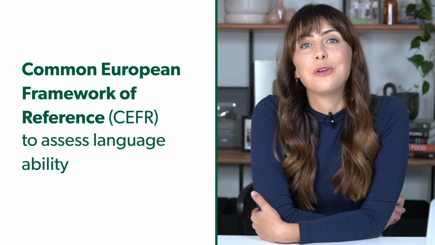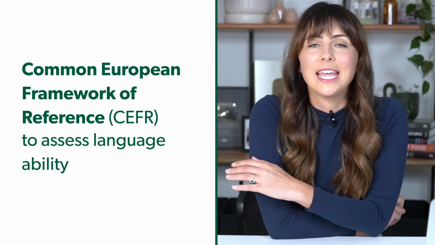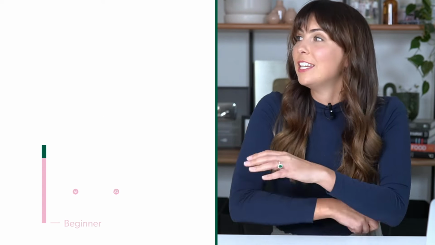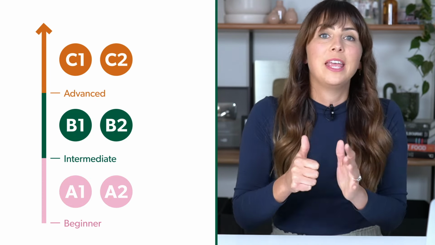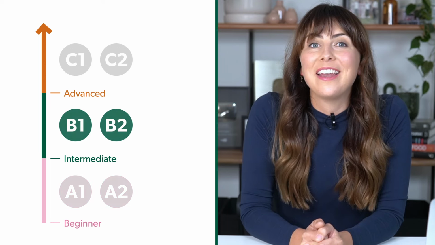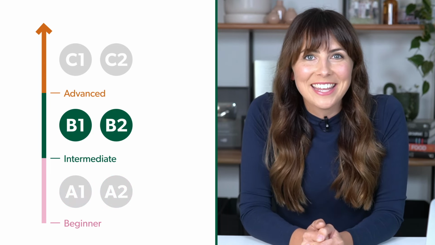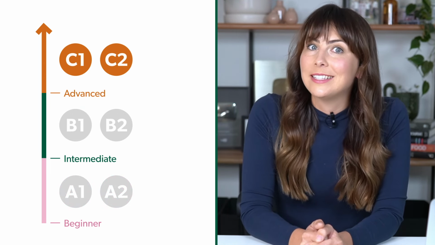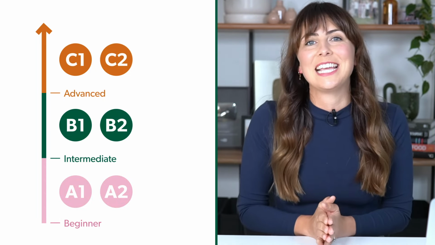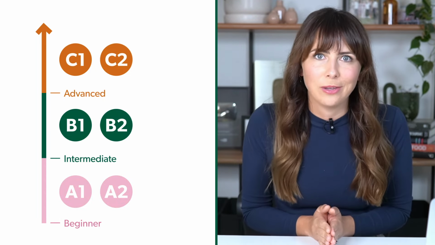If you have had your English tested before, you may be familiar with the Common European Framework of Reference. It's a standard method for assessing English level, and it's divided into 6 categories. A1 and A2 are beginner levels, B1 and B2 are intermediate, and C1 and C2 are advanced. There are many free online tests that you can take to check your level.